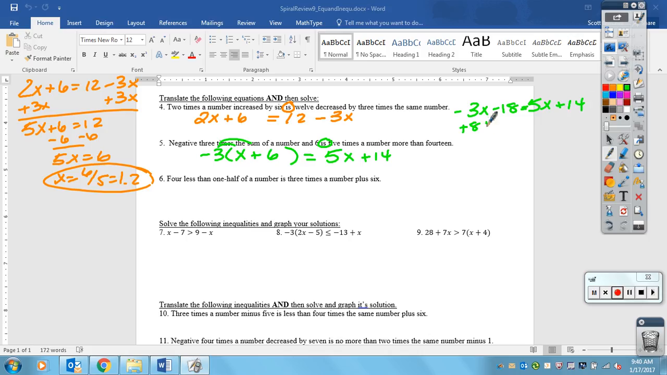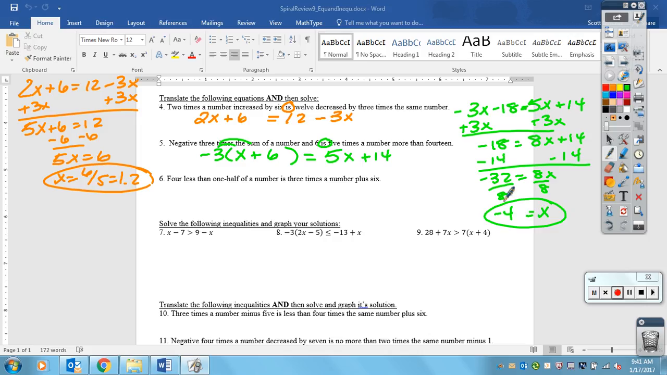Variables on both sides. Plus 3x, plus 3x. Negative 18 equals 8x plus 14. Minus 14, minus 14. Negative 32 equals 8x. Divide by 8, divide by 8. X equals negative 4.